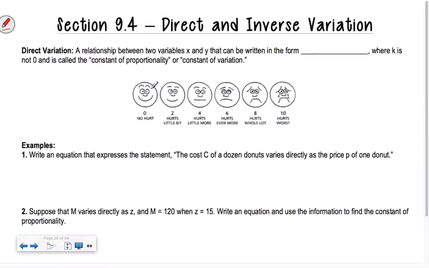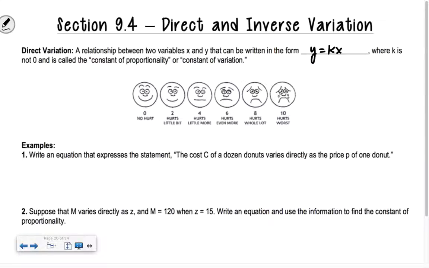So direct variation is a relationship between two variables, x and y, that can be written in the form y equals k times x, where k is not 0 and is called the constant of proportionality or constant of variation. K is what we call a constant. It's going to be the same number throughout the problem. So once you find k one time, you're going to continue to use that k throughout that problem.